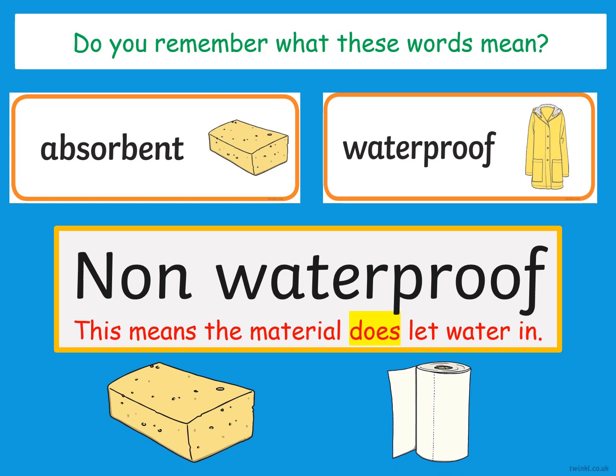So these two objects could be seen as non-waterproof, a sponge and a kitchen roll, because the sponge does let water in and the kitchen roll does let water in. If you wet a kitchen roll and squeeze it, you will see that the water has gone in it, and once you squeeze it, the water then comes out. Those two can also be described as absorbent, which is what we looked at last week.